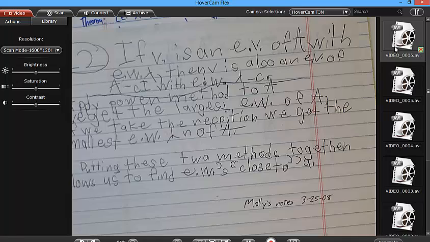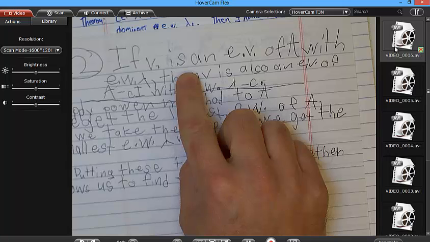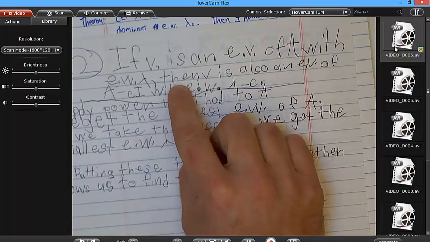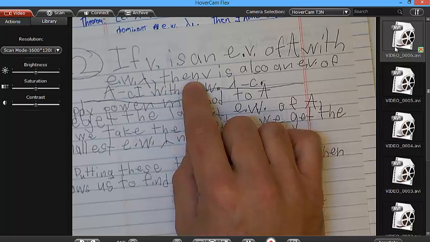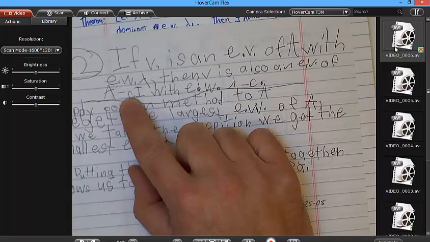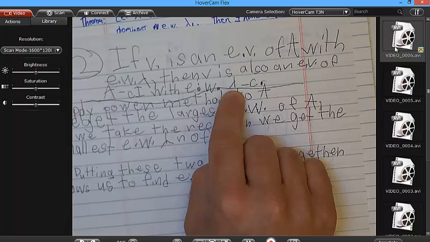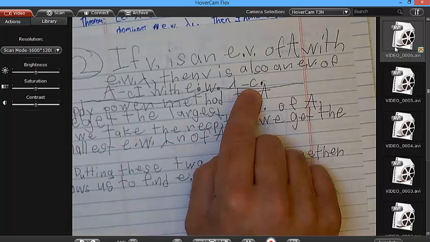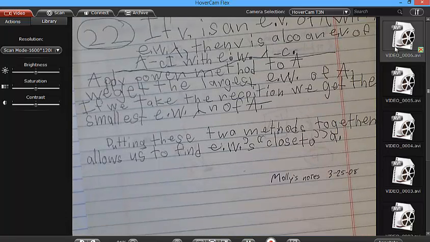So evidently we didn't have the arrowhead yet on eigenvector. But here's the theorem. If V is an eigenvector of A, and the eigenvalue is lambda, then V is also an eigenvector of A minus CI. So that was the exercise. Same eigenvector, but different what? Different eigenvalue. It's going to be lambda minus C. So the eigenvectors stay the same, and then they had asked me how to do it, so I did it in class.